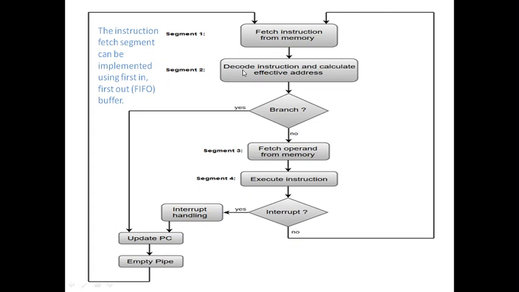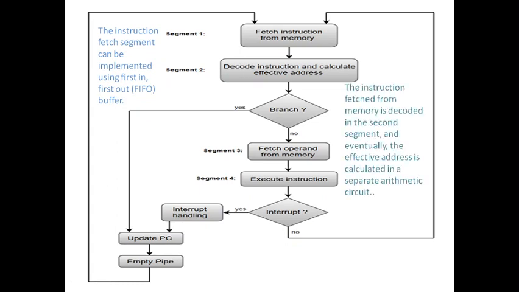Then in the next section, decode instruction and calculate effective address. In segment 2, the instruction fetched from memory is decoded and eventually the effective address is calculated as well. Effective address means the addresses of the operands we are going to take, whatever addresses we need during the actual operations, all of them will be calculated here.